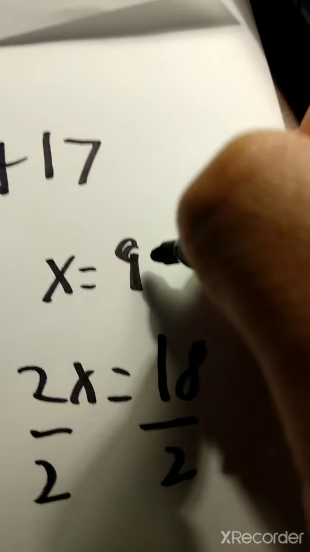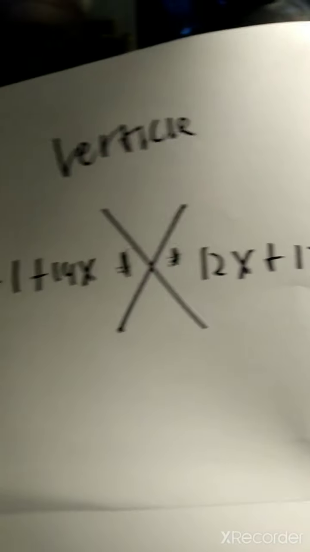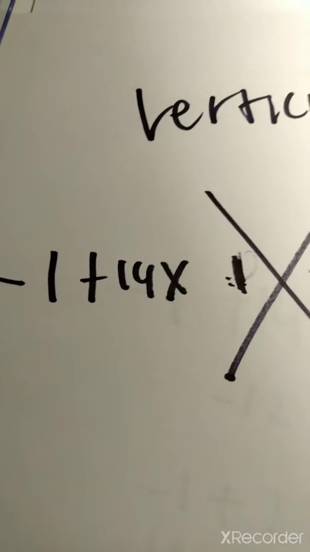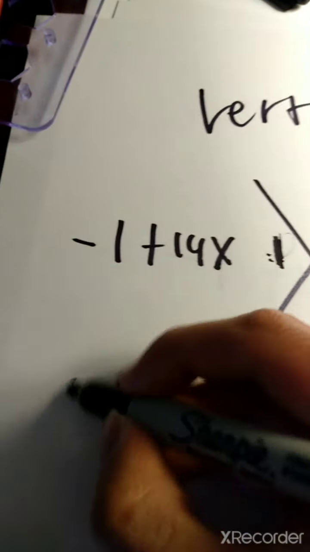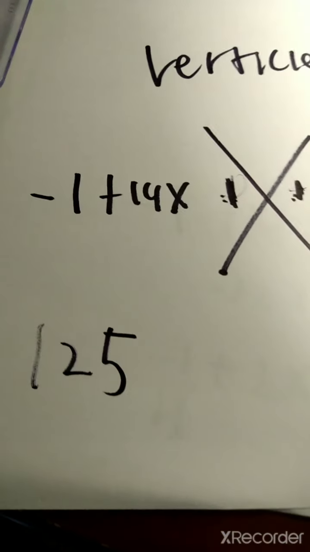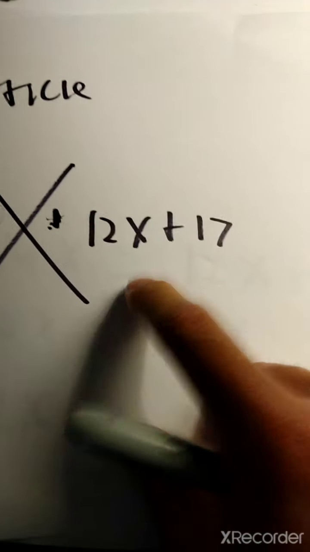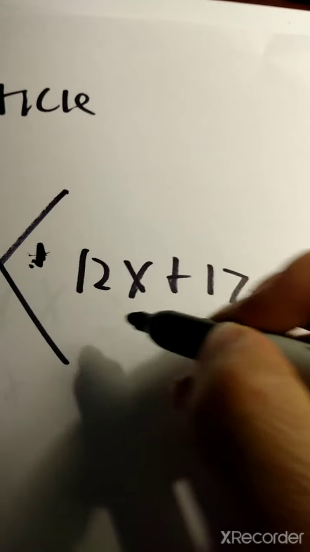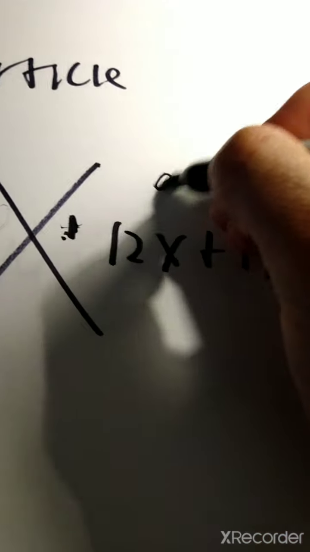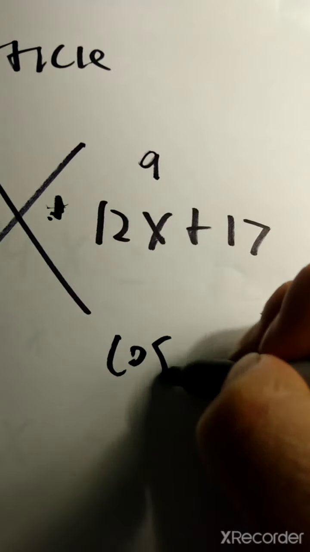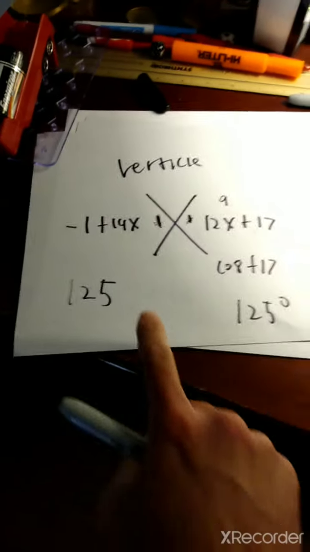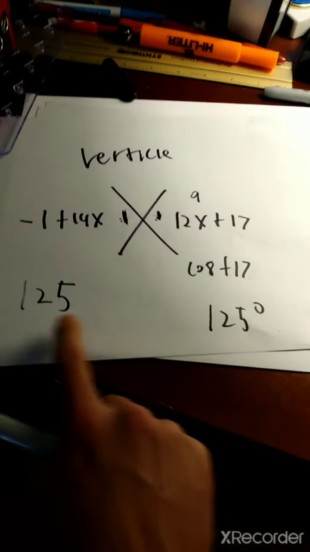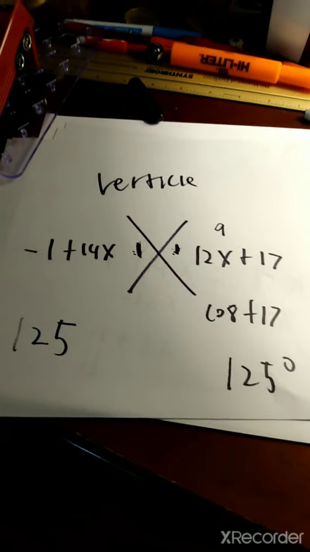What happens if we insert 9 into these equations to see if they're accurate? Negative 1 plus 14 times 9, that would equal 125. And this should also equal 125 too. If we do 12 times 9, which is the inserted number for x, that would be 108 plus 17, and that would be 125. Bam! So yeah, these two angles are going to be equal to each other. So this is an example of a vertical angle.